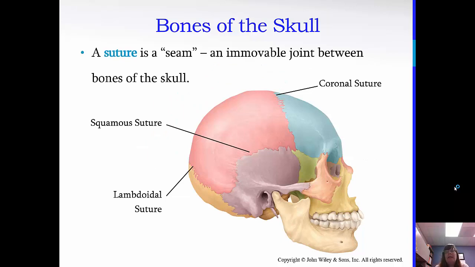A suture is basically an immovable joint between the bones of the skull, so it's a seam. We have 4 main ones, the lambdoidal suture, which is in the back by the occipital bone, the squamous suture, which is the side, the parietal and the temporal bones joined together, the coronal suture, which goes across the top, which is your frontal bone and your parietal bones, and then we have the sagittal suture, which goes down the middle, which you cannot see in this picture.